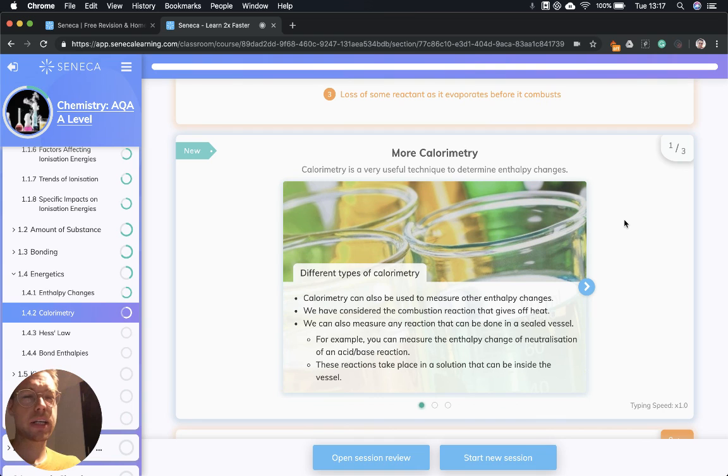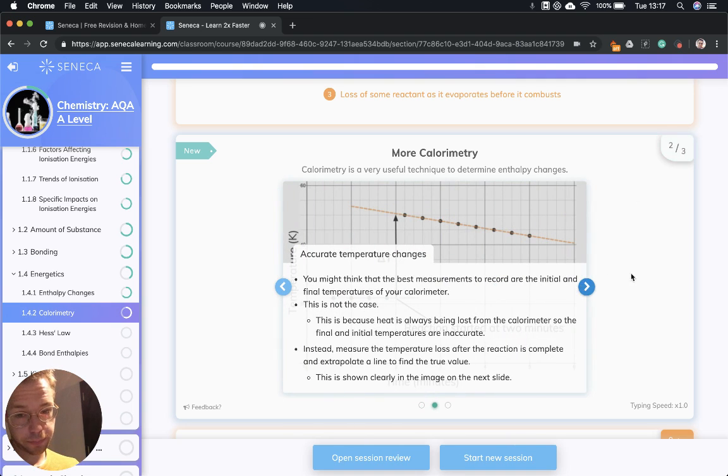So let's get into even more detail about calorimetry because there are different types. Calorimetry can be used to measure other enthalpy changes. We've considered the combustion reaction that gives off heat, but we can also measure any reaction that can be done in a sealed vessel. For example, you can measure the enthalpy change of neutralization of an acid-base reaction. These reactions take place in a solution that can be inside the vessel.